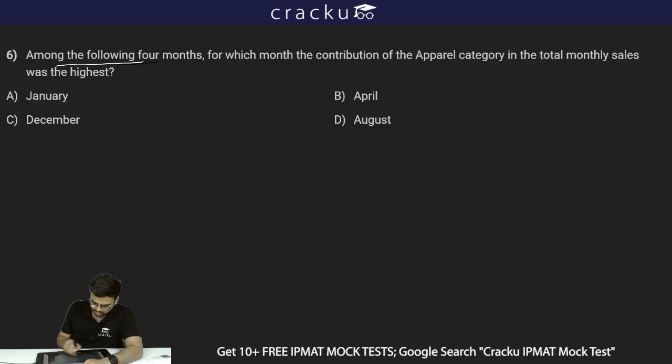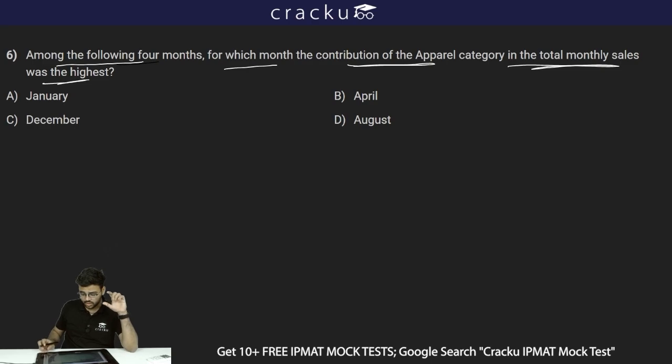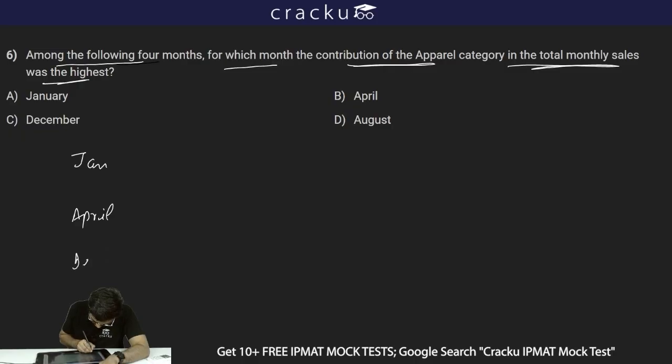Among the following 4 months, for which month was the contribution of the apparel category in the total monthly sales the highest? So we have to find out the contribution of the apparel category in the total monthly sales. We have to consider what percentage of the total sales is contributed by apparel. Now we just have to consider these 4 months: January, April, December and August.